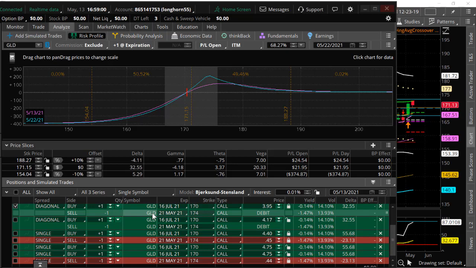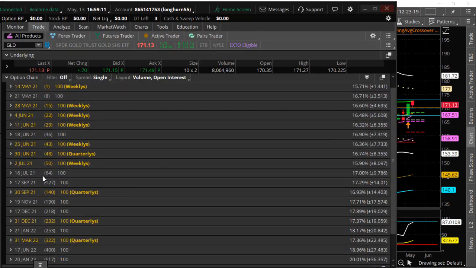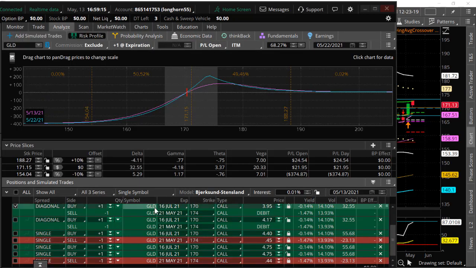This was an alert trade setup. I've got an alert service, and this was sent out to our members. We went out to the 16 July series, so a lot of time out there, 64 days, which gives us plenty of time for this trade to work out. We're long the 16 July 170 call, and then we sold against it the 21 May, next Friday's expiration, 174. So we have a $4 wide calendar diagonal at a total risk per spread of $395.